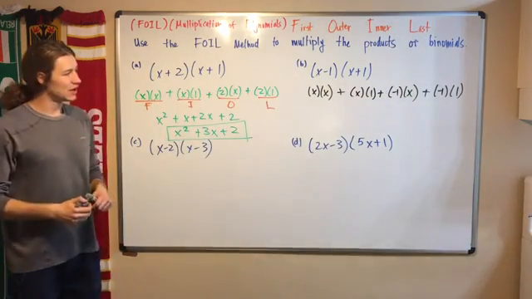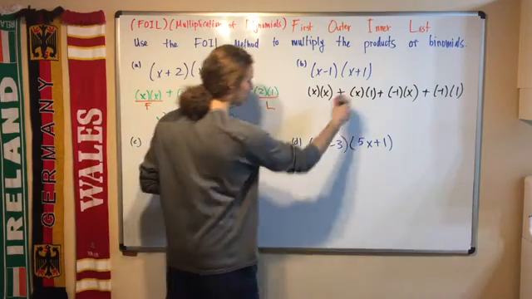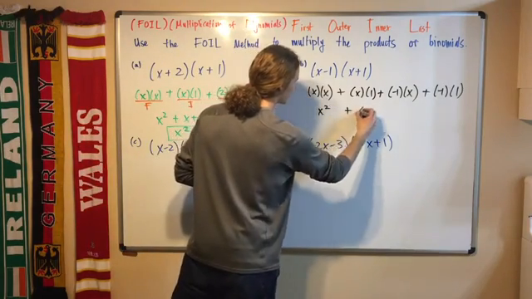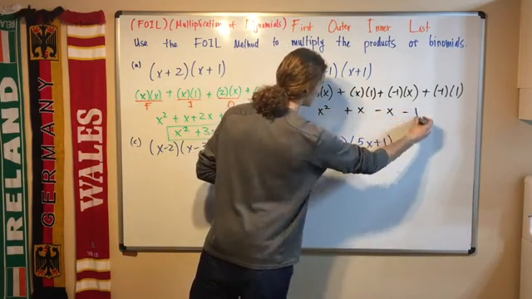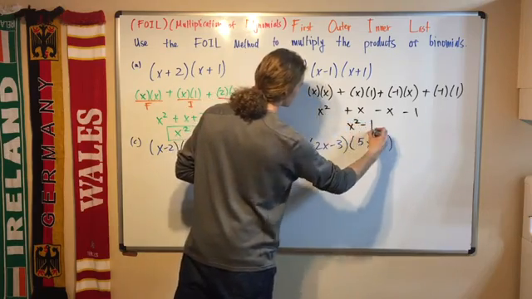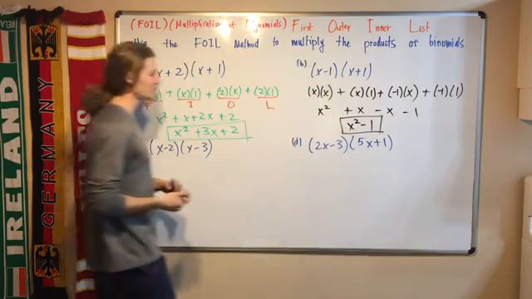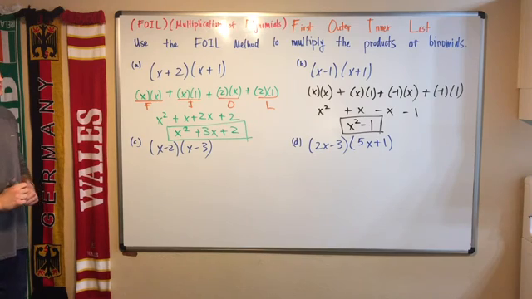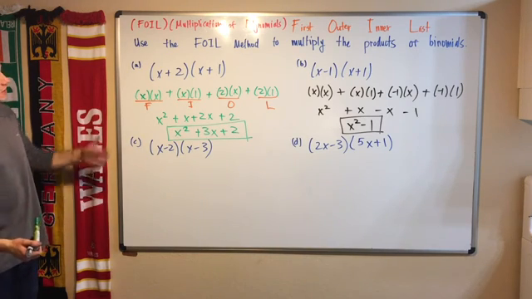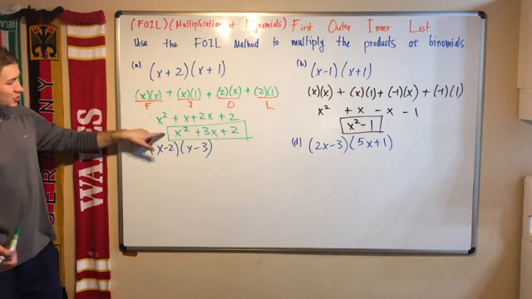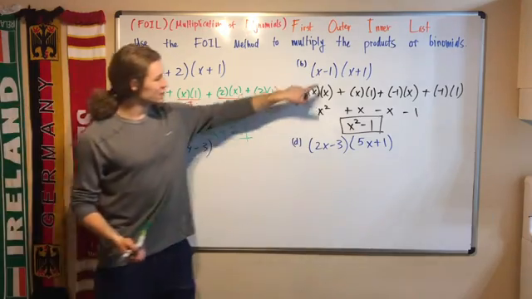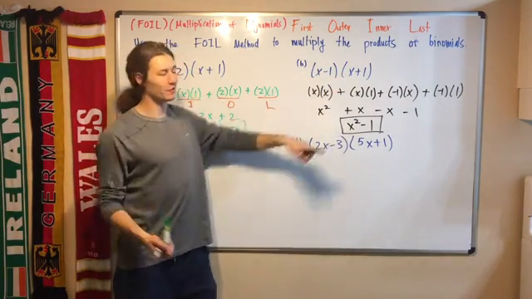You can see here that we can compute all these products. So we have x squared plus x minus x minus 1, or just x squared minus 1. Great. So you can see sometimes the product of two binomials can be a trinomial. Sometimes the product of two binomials can be a binomial.